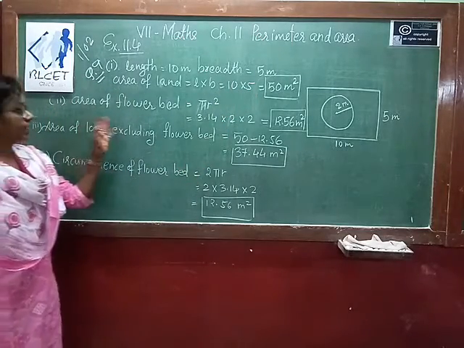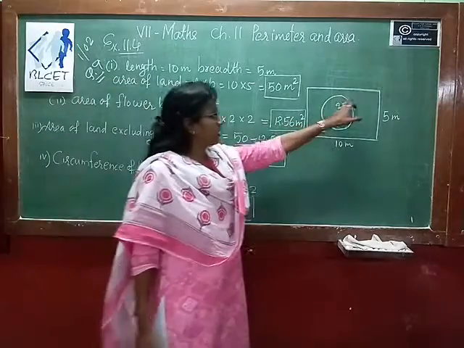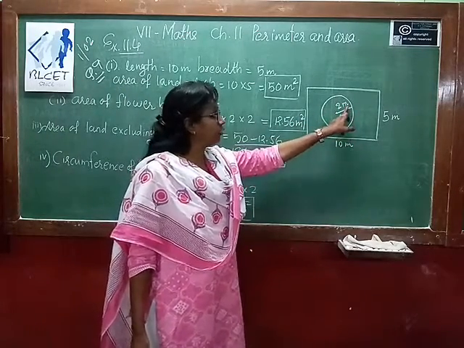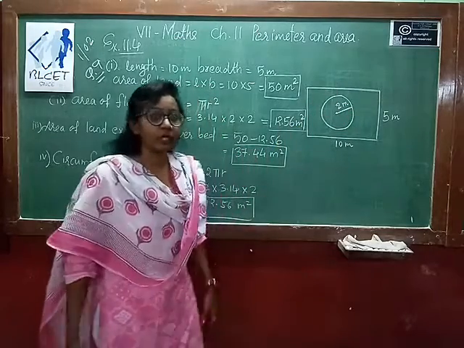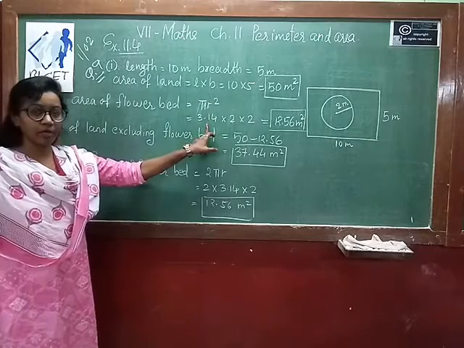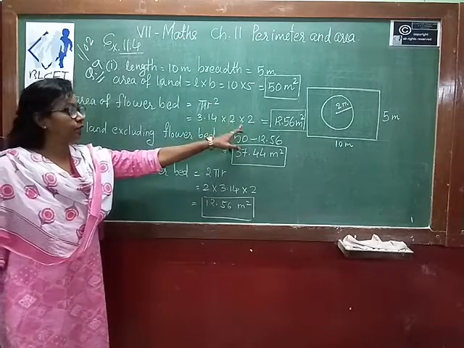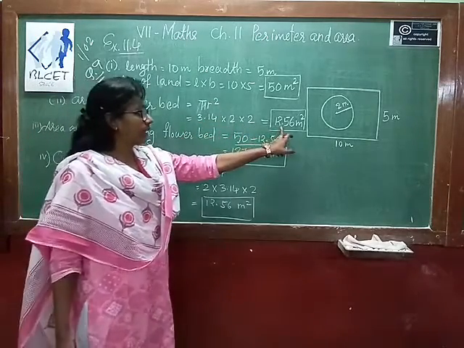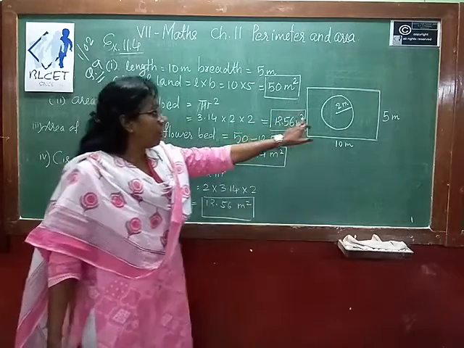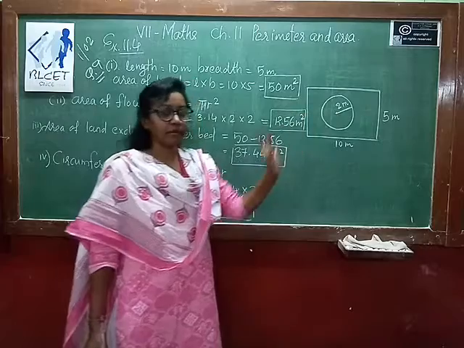Now we have to find the area of the flower bed. This is the circular flower bed, in which the radius is given as 2 meter. So area of circular flower bed is equal to what? Pi r square. Pi is 3.14, r square is 2 into 2. Do the multiplication, you will get 12.56 meters square. This is the area of this circular flower bed.